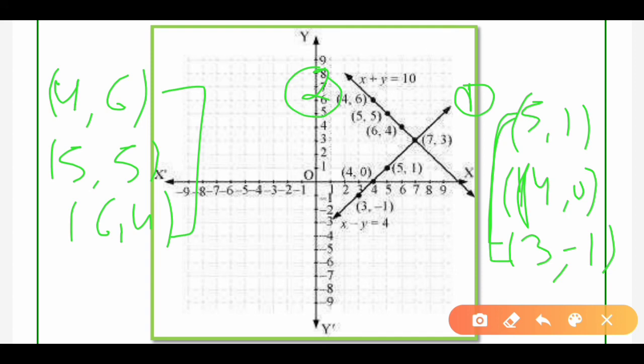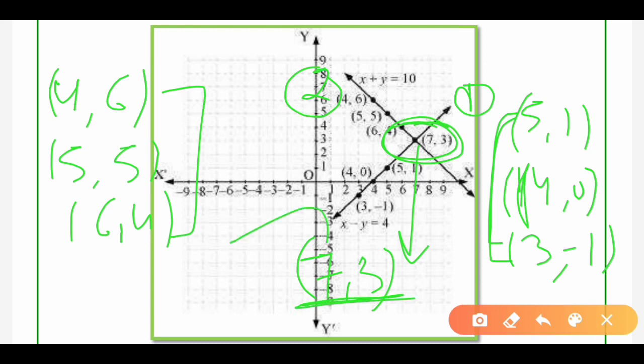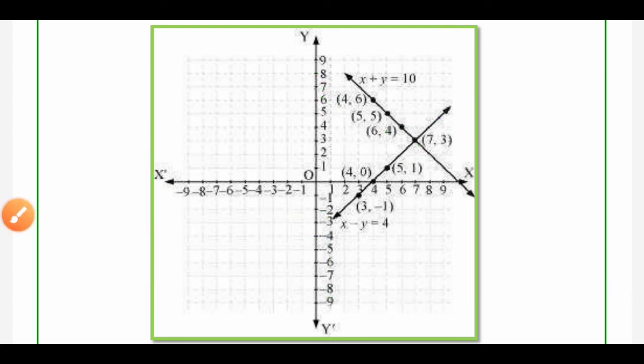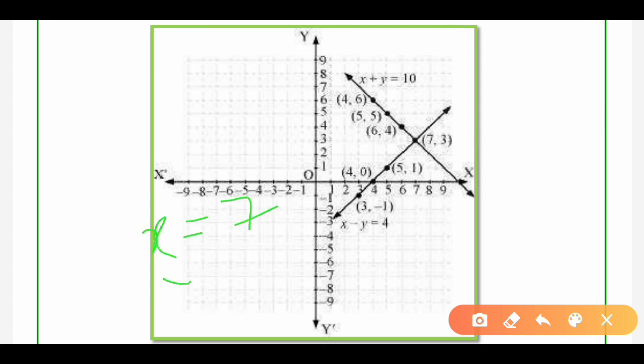Now these lines intersect each other at point (7, 3). So the intersection point is (7, 3), this one is (7, 3). The intersection point will be our solution. Clear? So our solution is (x, y) equals (7, 3). That means the number of girls will be 7, x equals 7, and the number of boys will be equal to 3. Clear? So this one will be the solution.